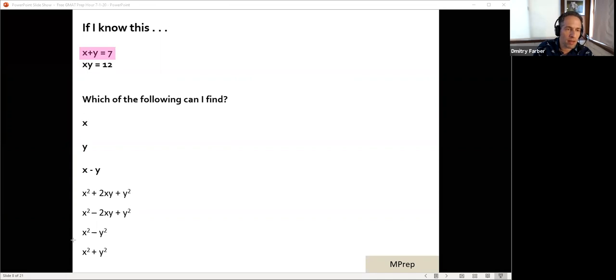If I just square this pink one, I get this, right? This is equal to x plus y squared. So we just automatically know what that is. I don't even need the other equation for that. Okay. Now, Jay, you're saying I can also get x squared plus y squared without the 2xy. How do I do that?